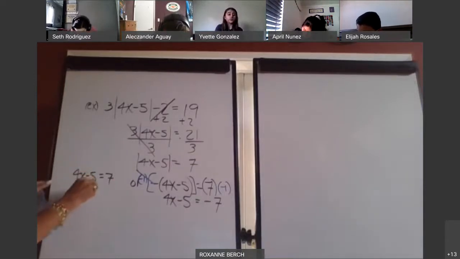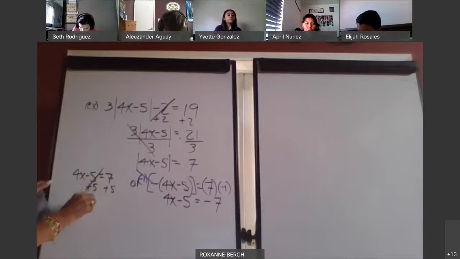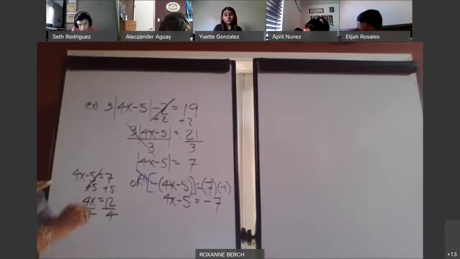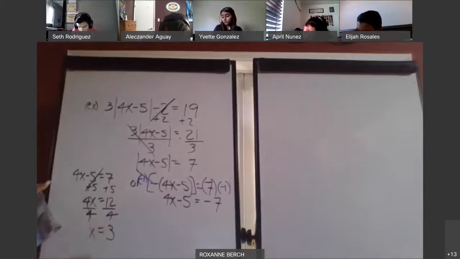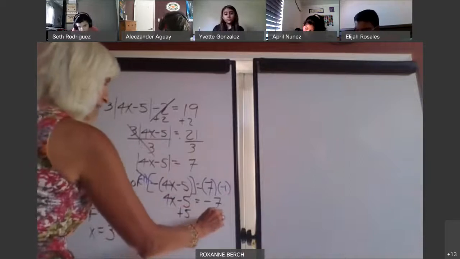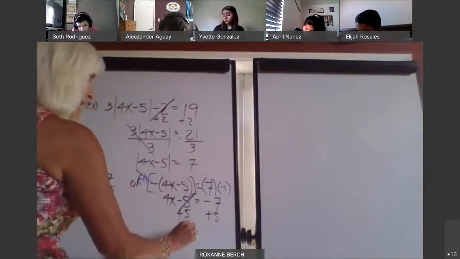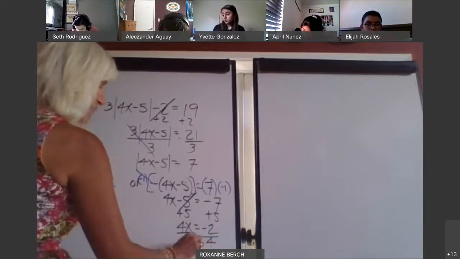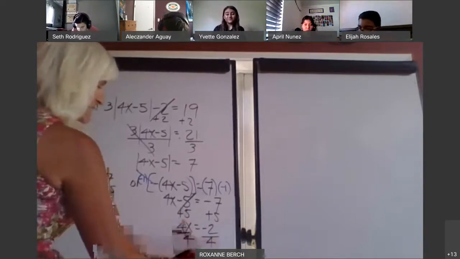So if you add 5, you get 4x equals 12, divide by 4, x is equal to 3. Over here, if you add 5, you get 4x is equal to negative 2. And if you divide by 4, you get x is equal to negative 1 half.